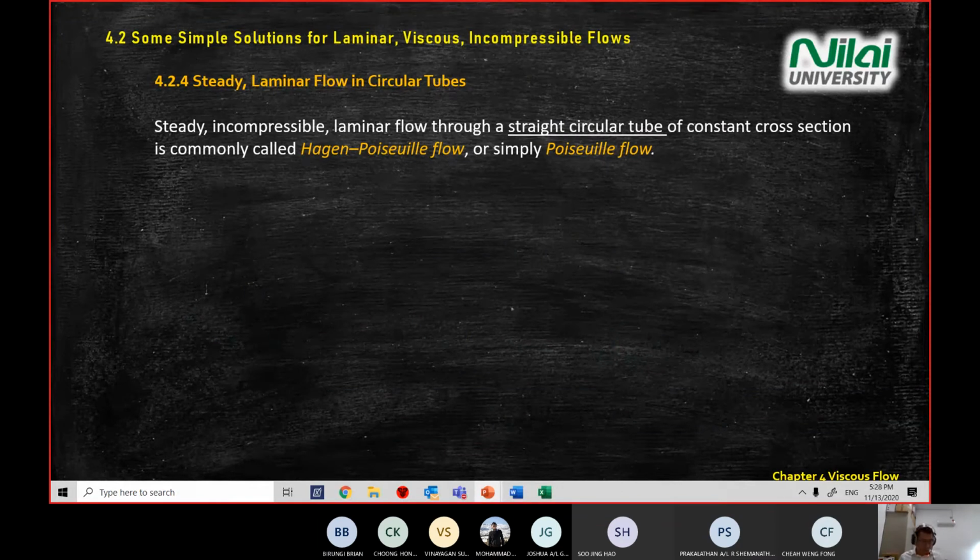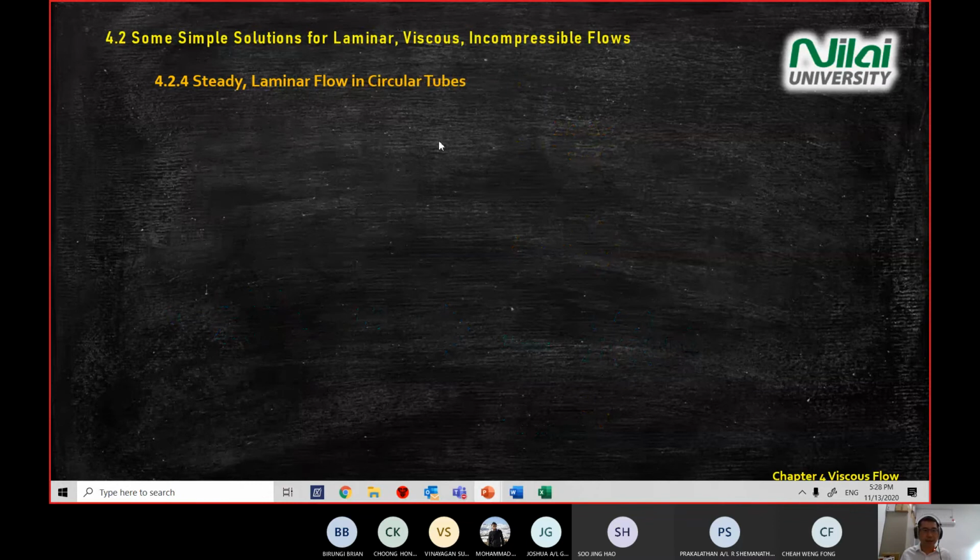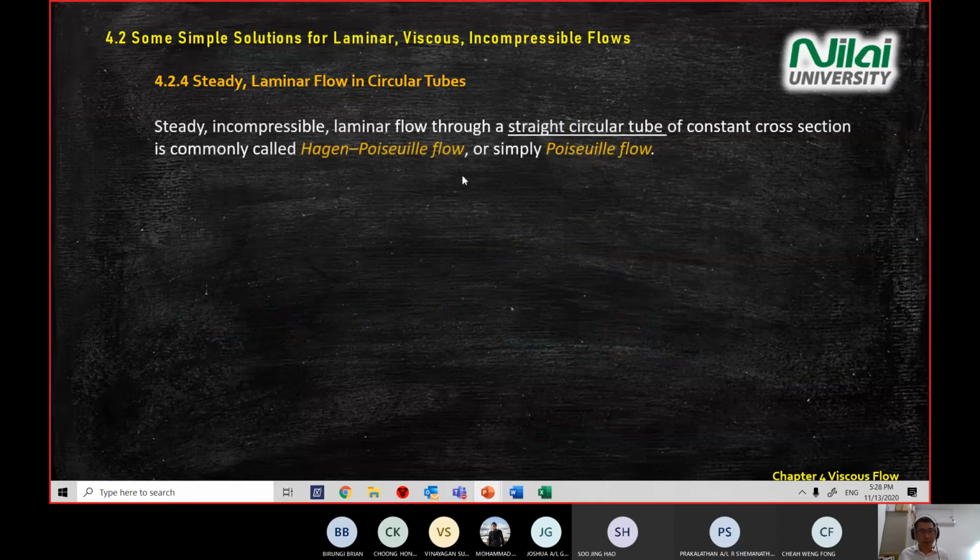This is number 12 already, yeah? Number 12 in your tutorial question. We start to look at circular tubes. Just now was parallel plates. This is circular tubes. So for circular tubes, there's a new name for this type of flow inside a circular tube. We call it Poiseuille's law, Poiseuille flow.